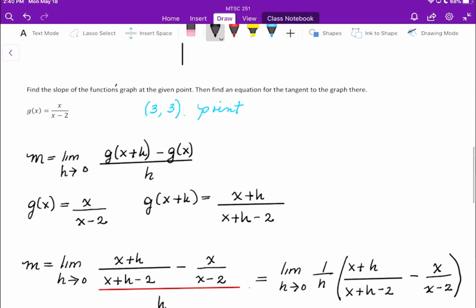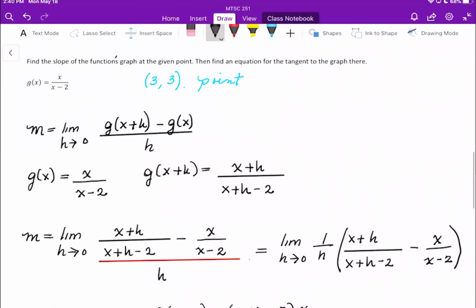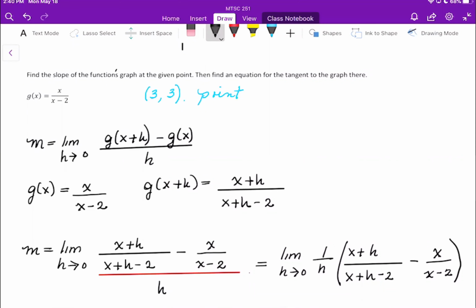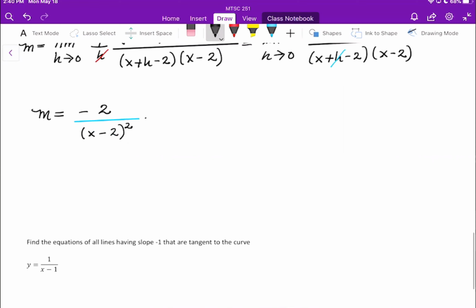And so now we need to find an equation for the tangent to the graph. Okay, so our function, as we can see, has a horizontal asymptote at y equal to 1 and a vertical asymptote at x equal to 2. So let's draw our function. Remember our function g of x looks like x divided by x minus 2.